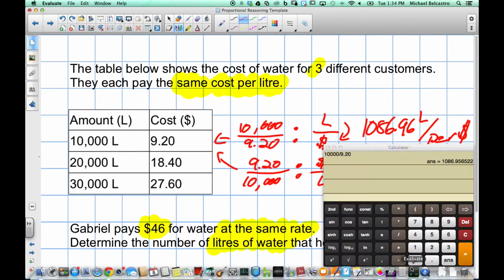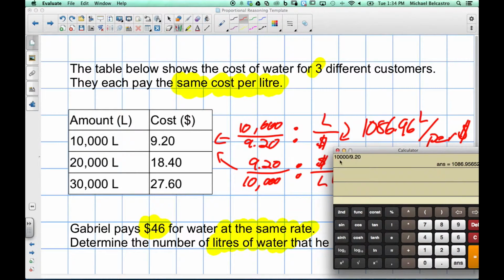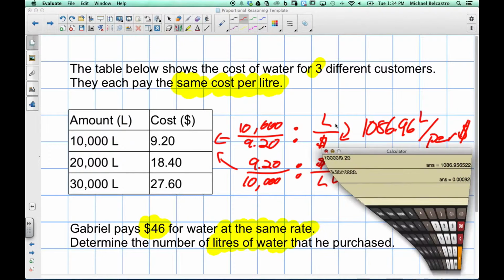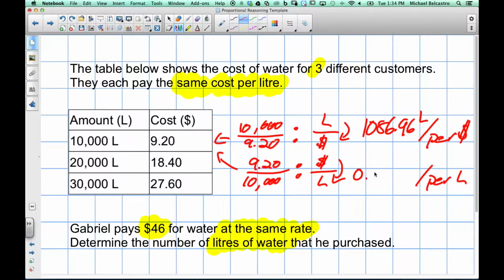In our other unit rate, we do the opposite. We do 9.20 divided by 10,000. In this case, we get a decimal place followed by 3 zeros and then our 92. So that's going to be 0.00092 dollars per liter. So we've set up 2 unit rates, and if we test the other ones, I'll quickly do that on a calculator.